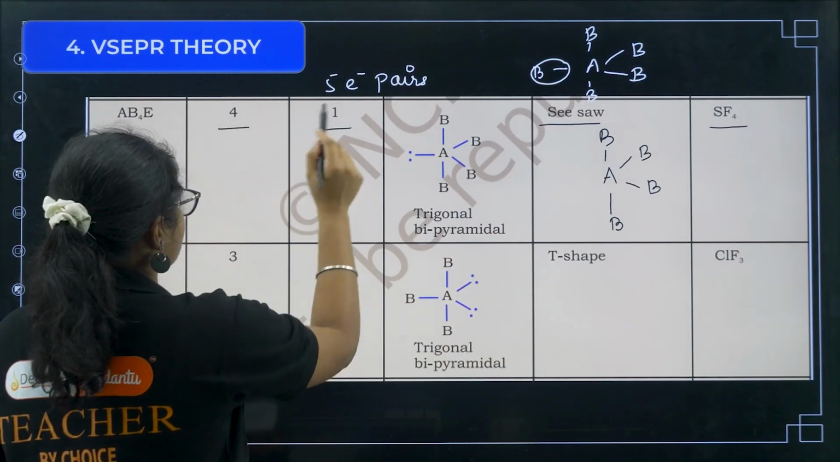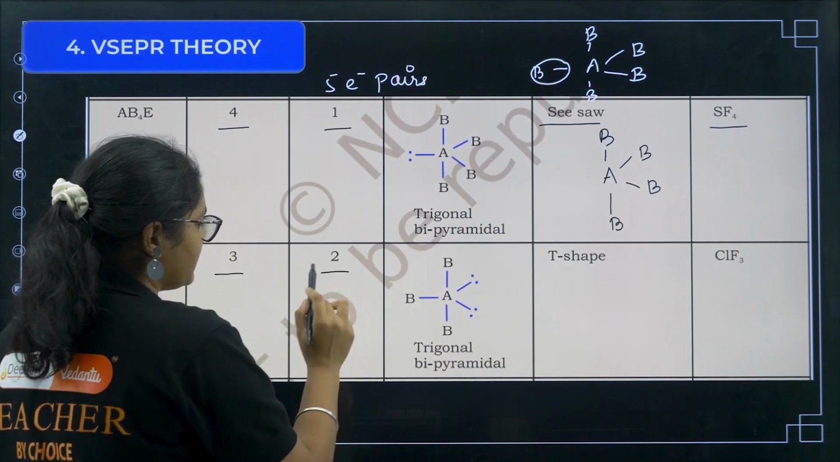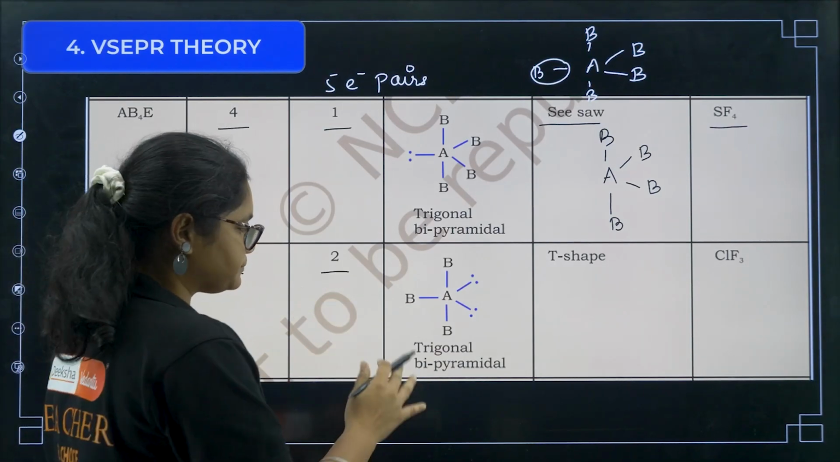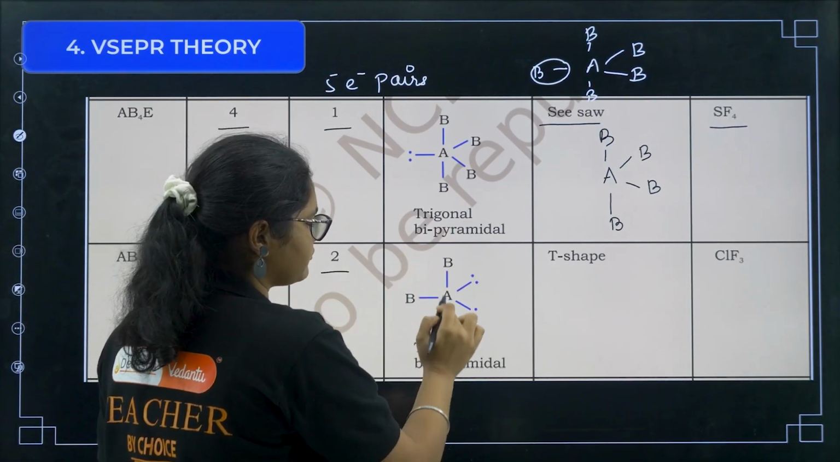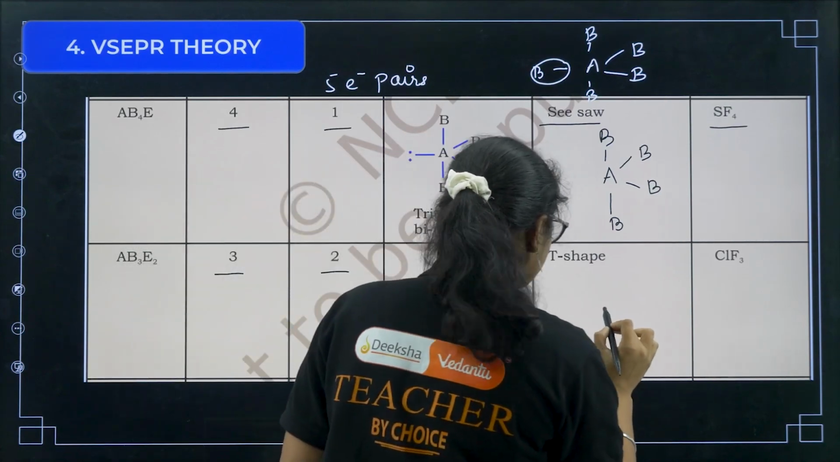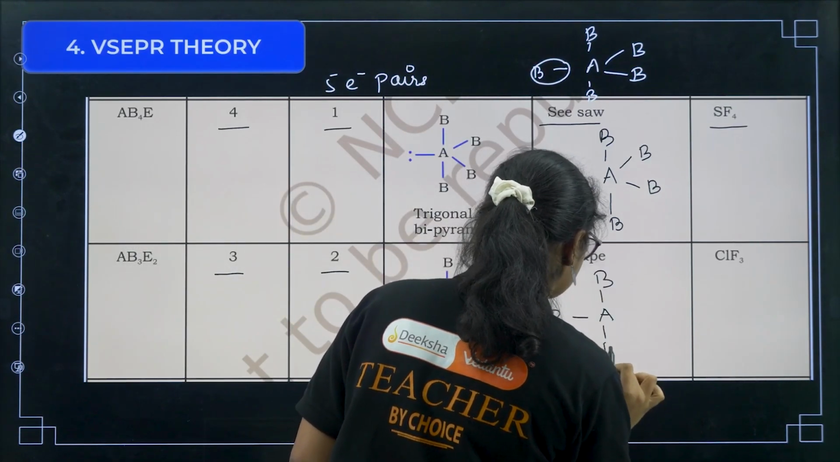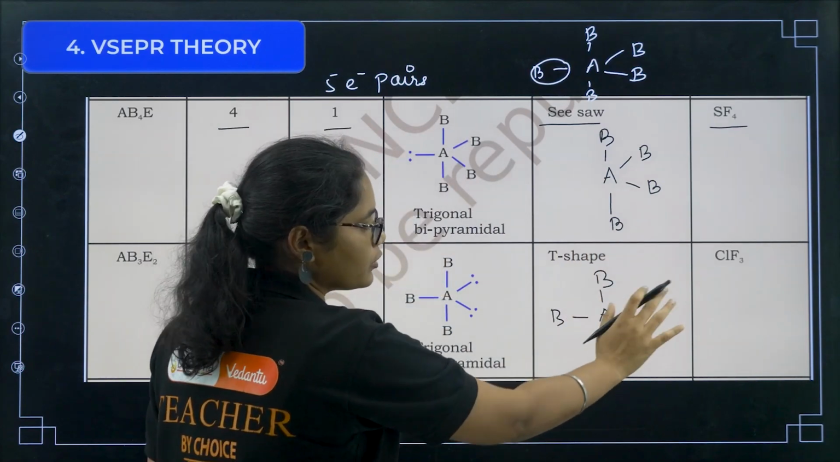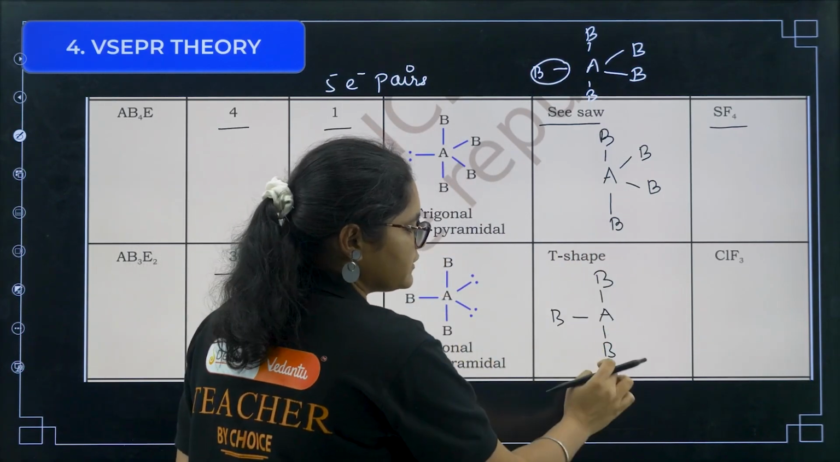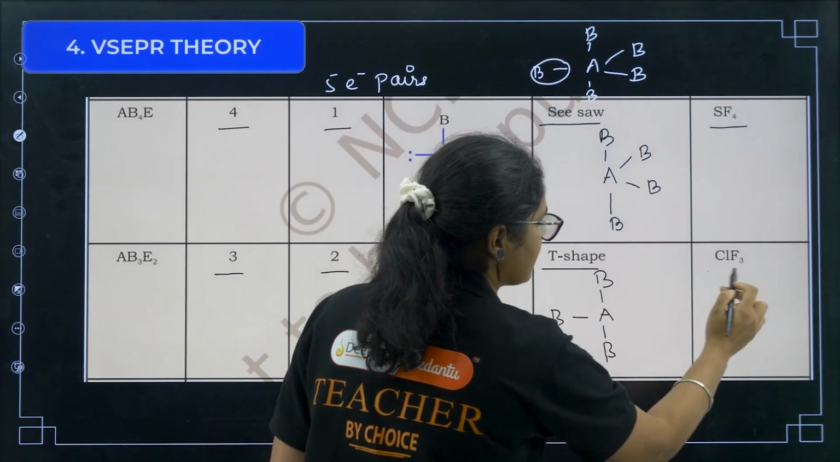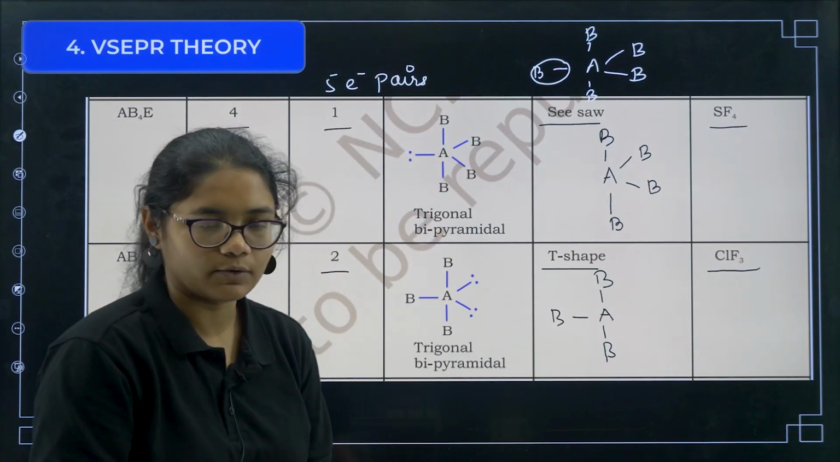Next, coming to if we have three bond pairs and 2 lone pairs. In the same geometry we have 3 bond pairs and 2 lone pairs. It is like this: A, you have B, B and B, just like this. The lone pairs are not shown here. So if you see, this is a T-shaped molecule and the example here is ClF3.